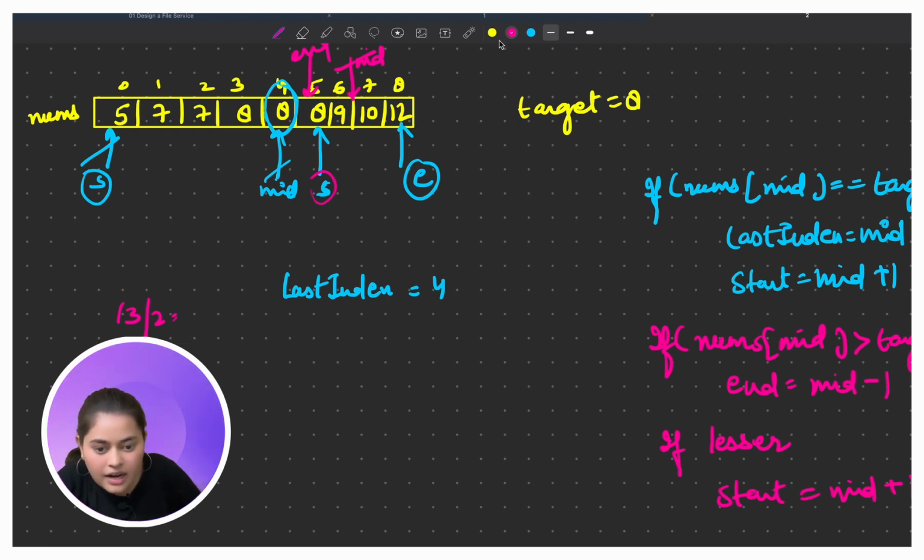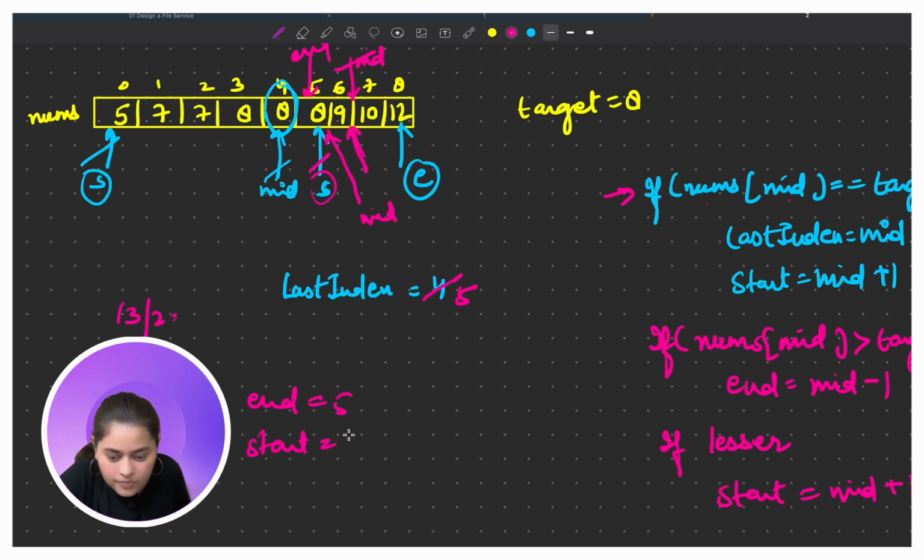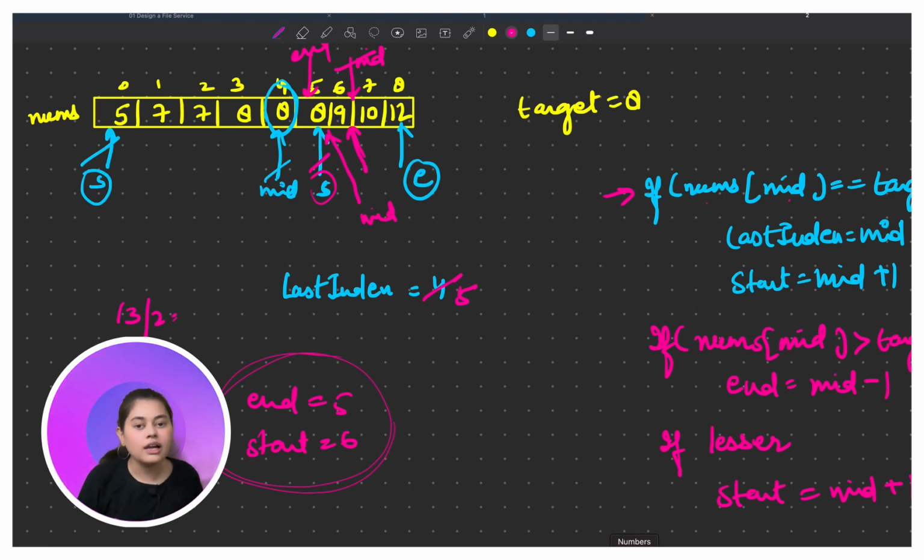So now currently start is at 5, end is at 5. Now when we calculate our mid, it will be pointing to the fifth element only. So now we'll check whether nums mid is equal to target. If nums mid is equal to target, we'll update our last index by 5 and we'll update our start pointer by mid plus 1. So now start will come to 6. Now end is 5, start is 6, and our condition will fail. So we'll come out of the loop and we'll return the last index.